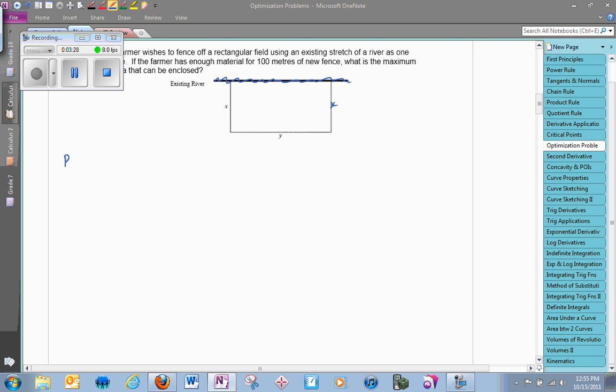I know that my perimeter is 2x plus y. I know that I have 100 meters of fence, so the perimeter is 100. And I'm going to rearrange so that y equals 100 minus 2x. My area, which is what I'm trying to maximize, is x times y. I already know what y is. y is 100 minus 2x. I'm going to expand, and I get 100x minus 2x squared.